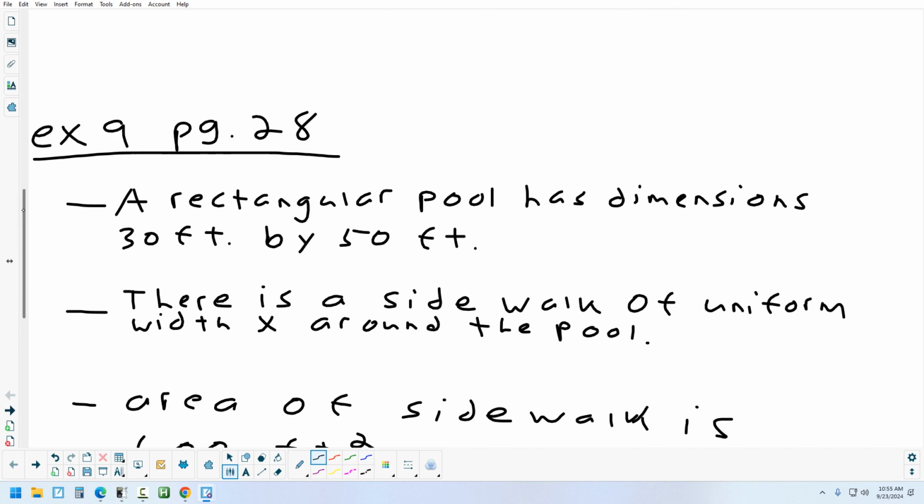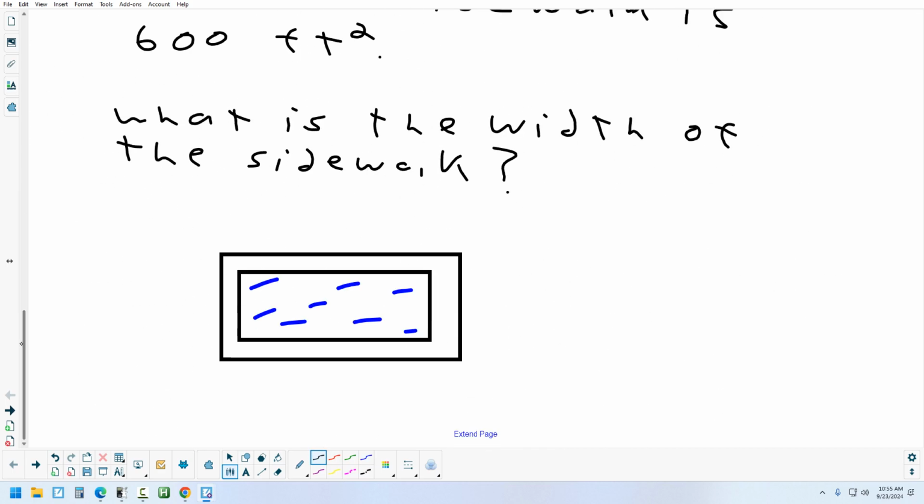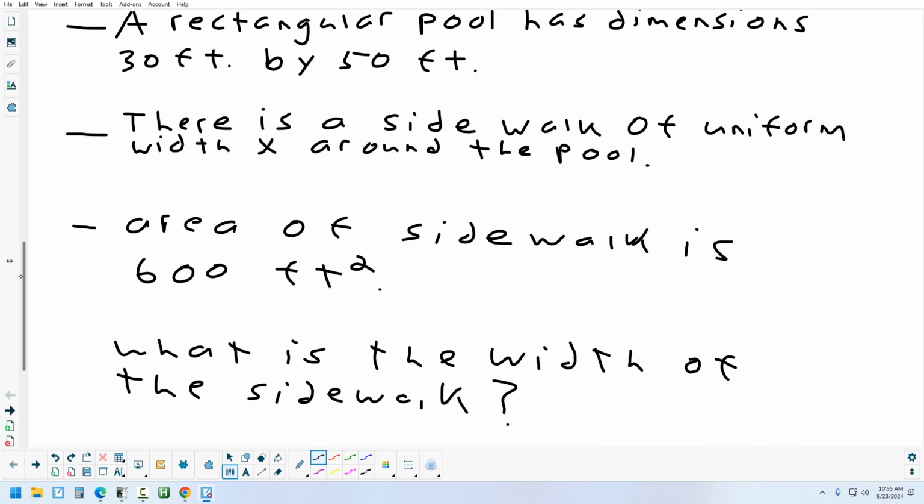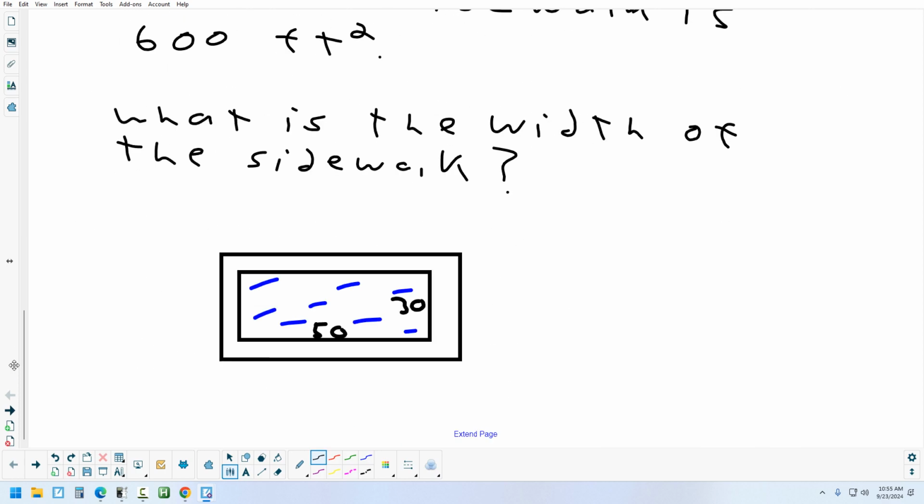All right, the pool is 30 by 50. And it says the width of the sidewalk is X. So that's the distance on every side. It's X units all the way around.